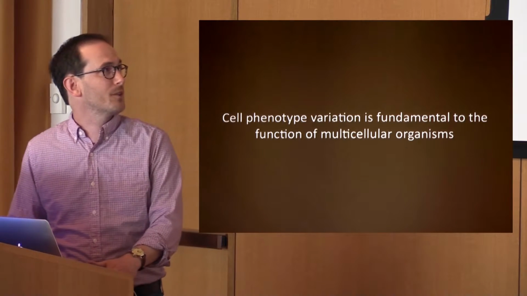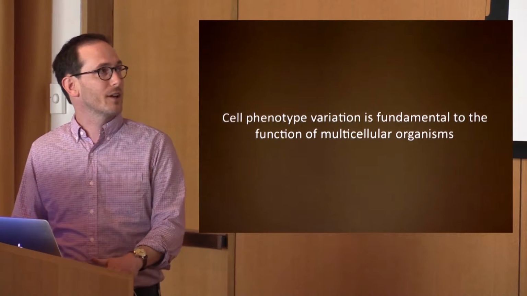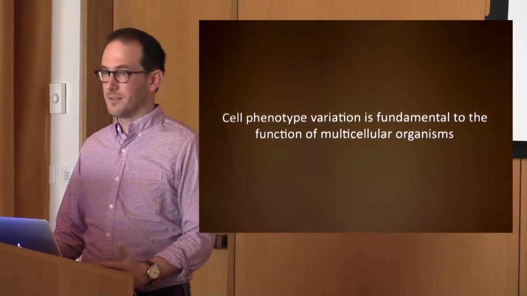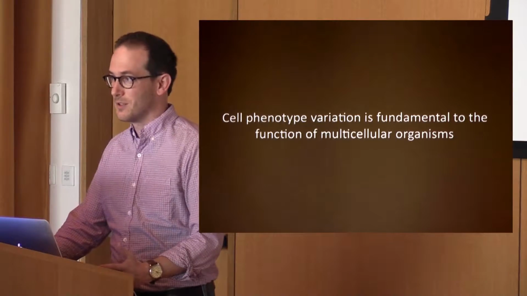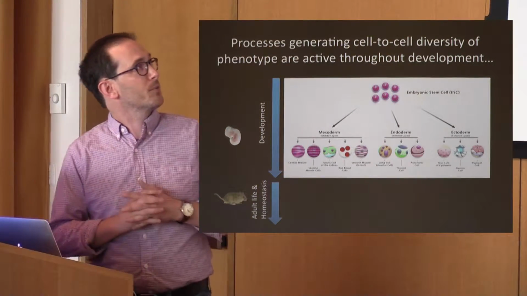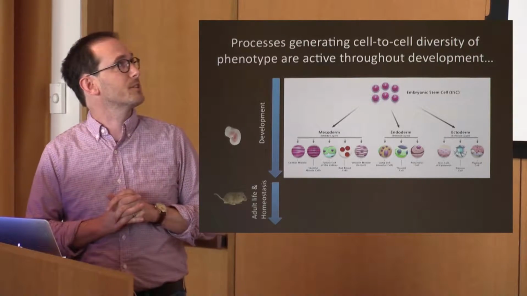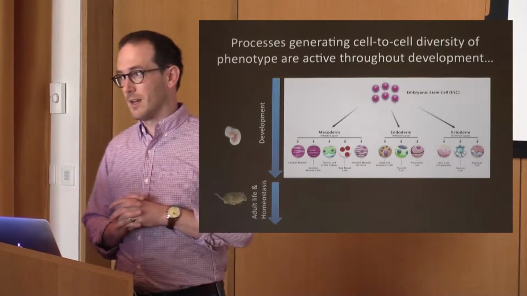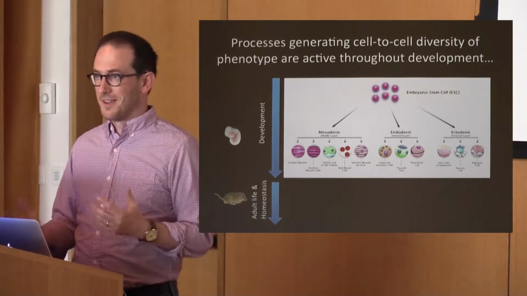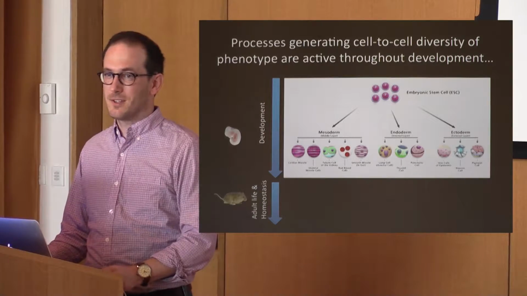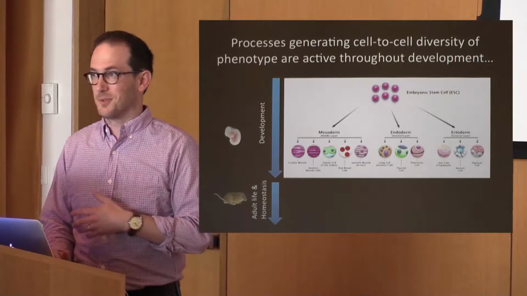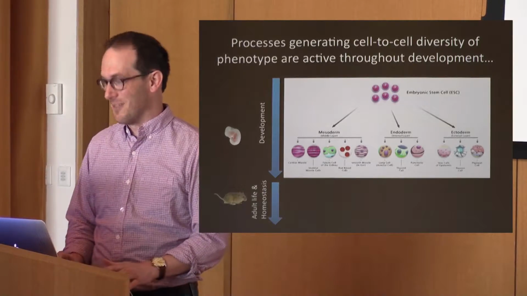starting out with the observation that cell phenotype variation is fundamental to the function of a multicellular organism. We all have different types of cells in our bodies, and that contributes to how our bodies function. These processes generating the diversity of different cell types are active throughout animal development, and then also as you get older and you're maintaining your body homeostasis, you have to replace these cell types, they age, and so this is critical throughout the process of being alive.